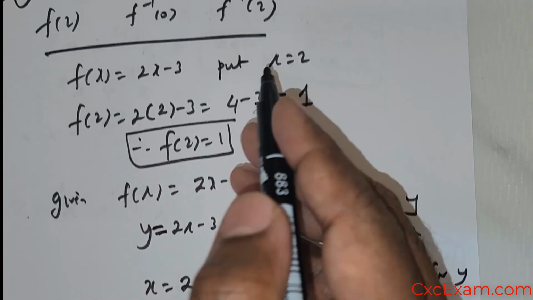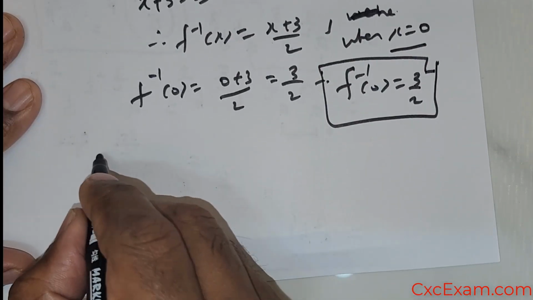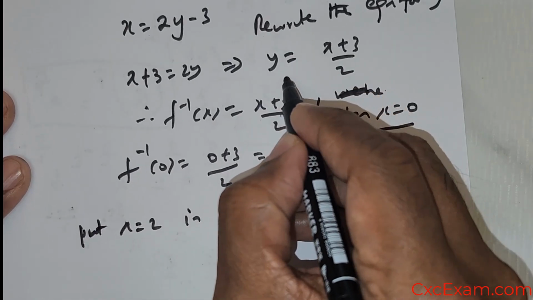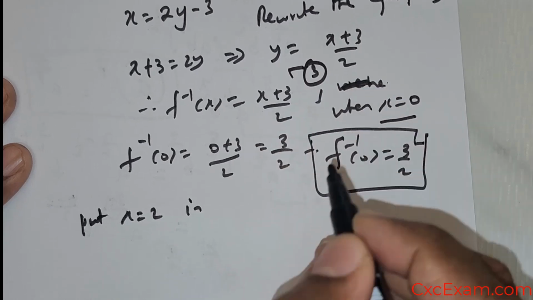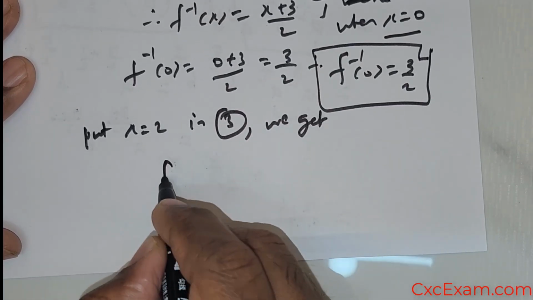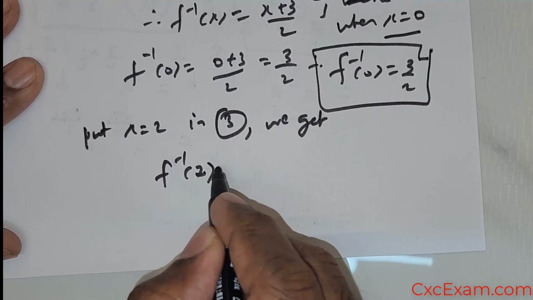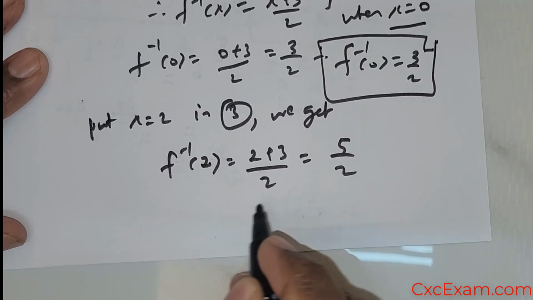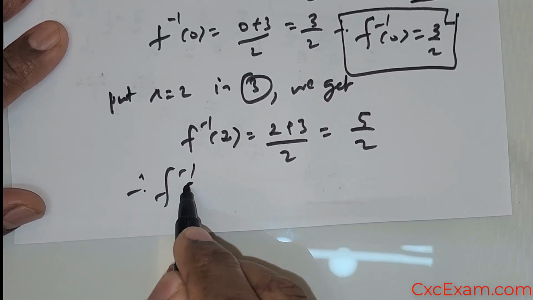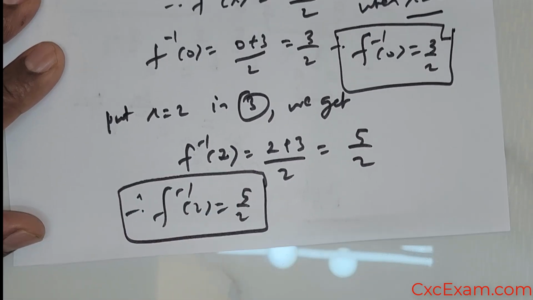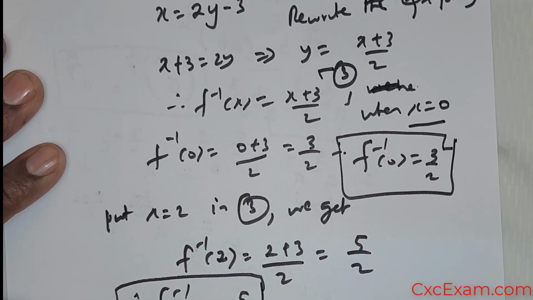Next, f inverse of 2. That's the next question. So you put x is equal to 2 in, say I'm going to take this as some 3. In 3 we get, so what do we get? F inverse of 2 is equal to 2 plus 3 over 2, which is 5 over 2. So therefore f inverse of 2 is equal to 5 over 2. You can box the result. So that's the solution for the question. We move on.